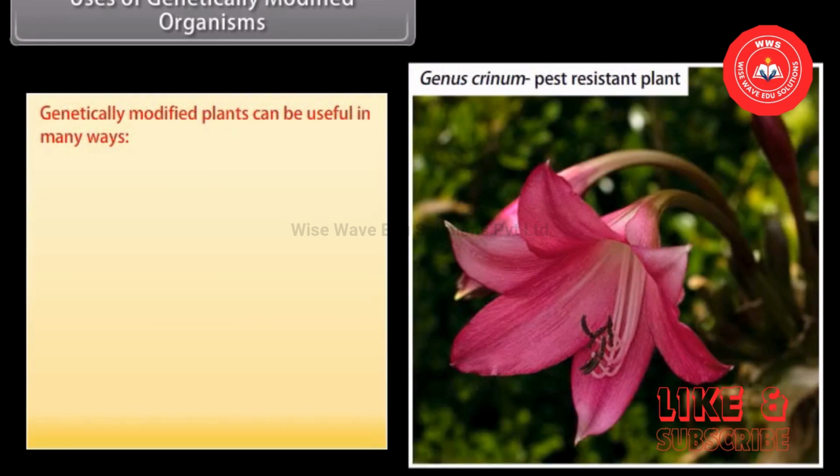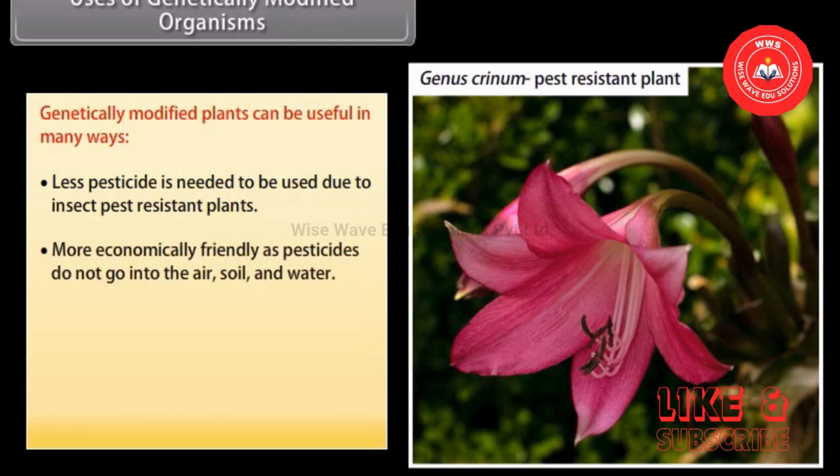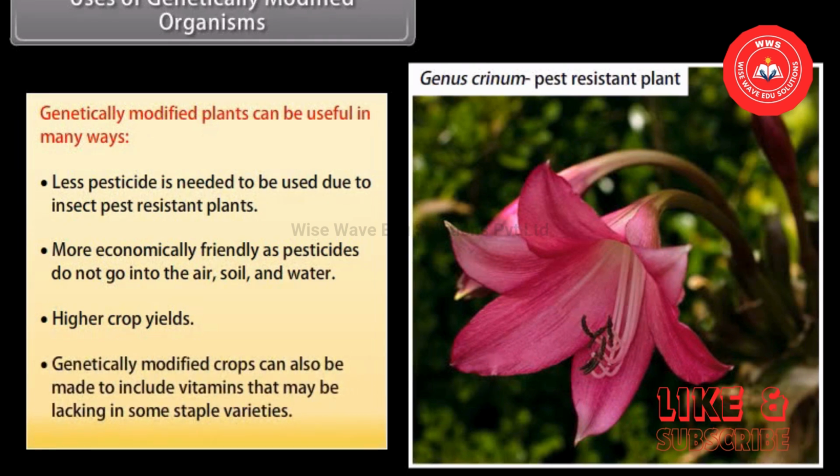Uses of genetically modified organisms. Genetically modified plants can be useful in many ways. Less pesticide is needed due to insect pest-resistant plants. More economically friendly, as pesticides do not go into the air, soil and water. Higher crop yields. Genetically modified crops can also be made to include vitamins that may be lacking in some staple varieties.